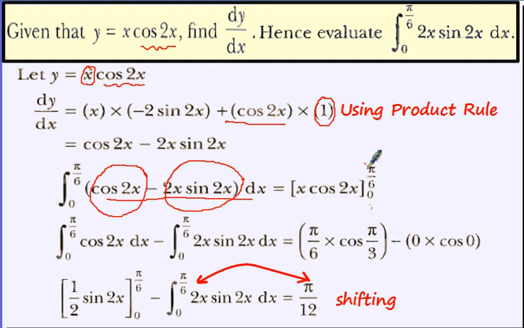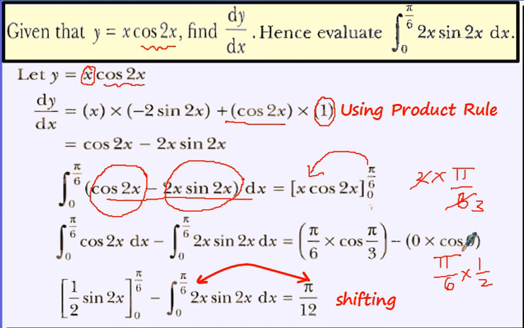Now we have substituted the value pi upon 6 first. Pi upon 6 means 30 degrees. So it becomes pi upon 6 cos 2 into pi upon 6. So 2 and pi upon 6 will give you pi upon 3. Now you know cos pi upon 3 is cos 60. Cos 60 is sin 30. Sin 30 is 1 upon 2. So cos 60 is 1 upon 2. So we got pi upon 6 into 1 upon 2, which gives you pi upon 12.